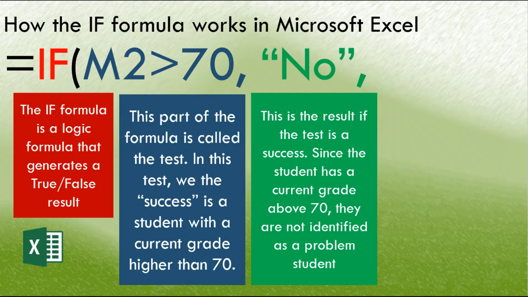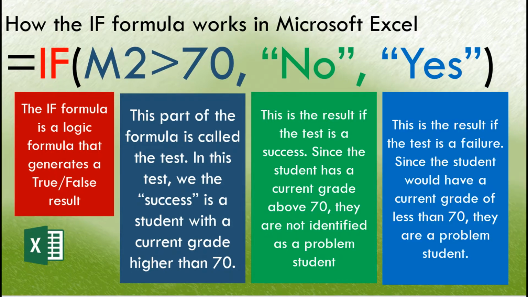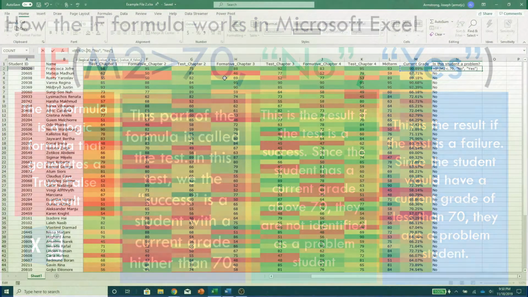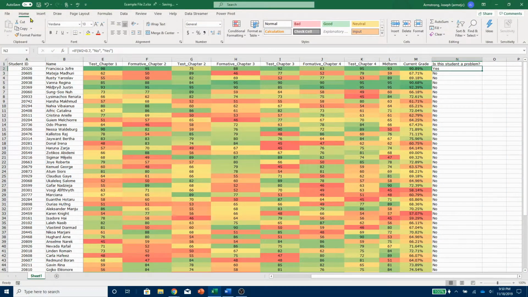Because we want to identify students with a grade below 70%, we will have the formula say no if the student has a grade above 70%, and conversely, the formula will say yes if the student does not have a grade above 70%. In this example, a student with a grade of exactly 70 will be labeled as a problem student. However, a student with a grade of 70.01 will not be labeled as a problem student. Now that you know how the if formula works, type a formula into your worksheet and tessellate the formula.